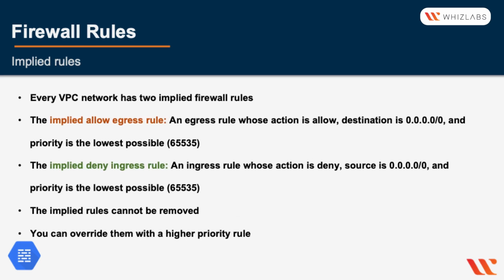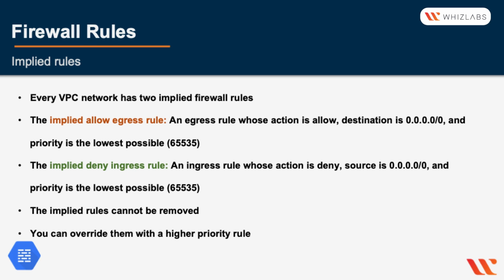Every VPC network has two implied firewall rules. These rules exist but are not shown in the Cloud Console. There is the implied allow egress rule, an egress rule whose action is allow and the destination is 0.0.0.0. The priority for this is the lowest and lets any instance send traffic to any destination except for traffic blocked by GCP.